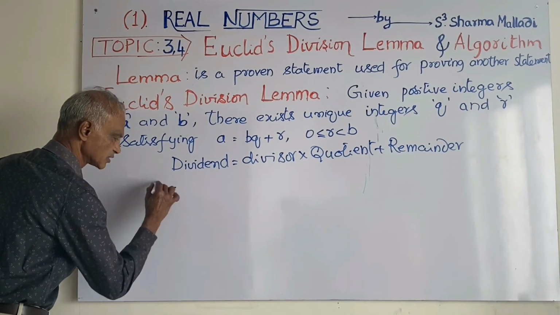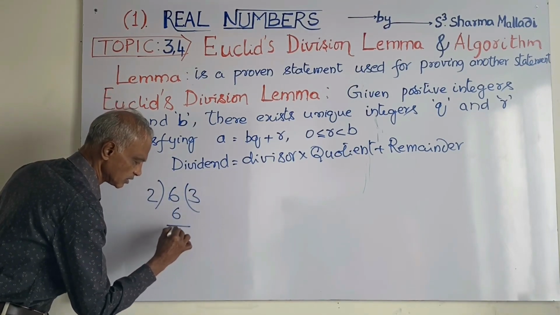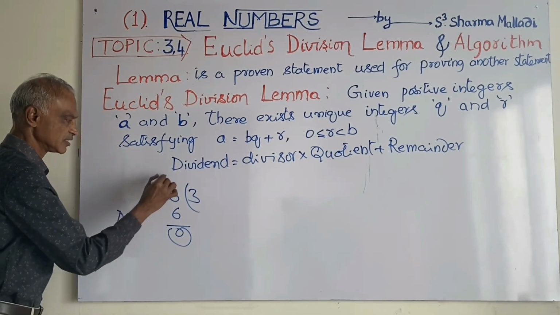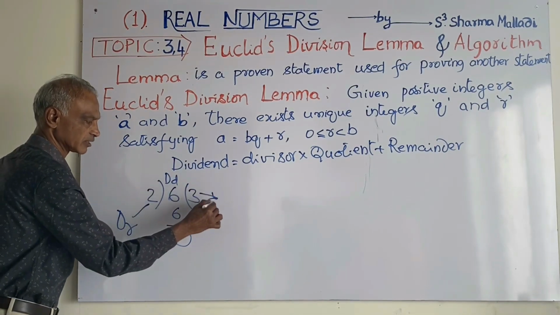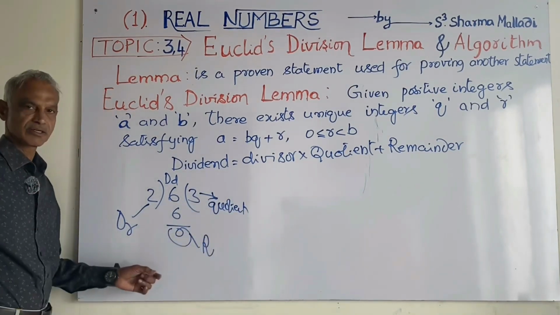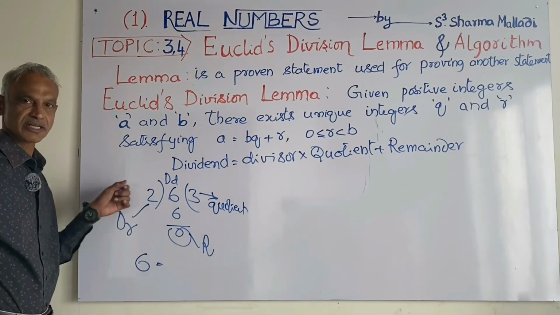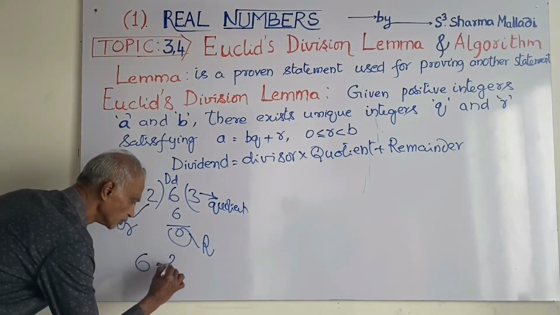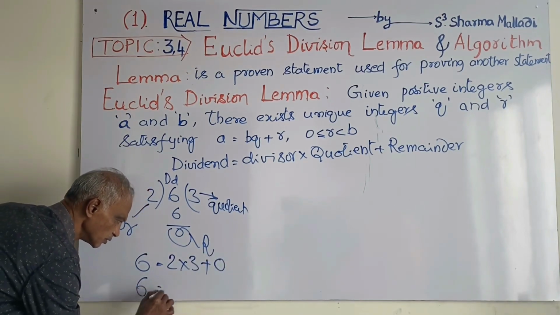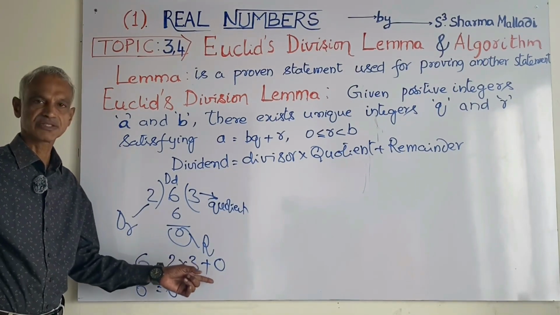You see, you take 6, you divide 6 with 2. 2 3s are 6. What is the remainder you are getting? 0 is the remainder. This is divisor, this is dividend, this is quotient, this is remainder. See, how are you getting dividend 6? You are getting divisor into quotient, means 2 into 3, plus what is the remainder here? 0. 6 is equal to 2 into 3, which is 6. 6 is equal to 6 because remainder is 0.